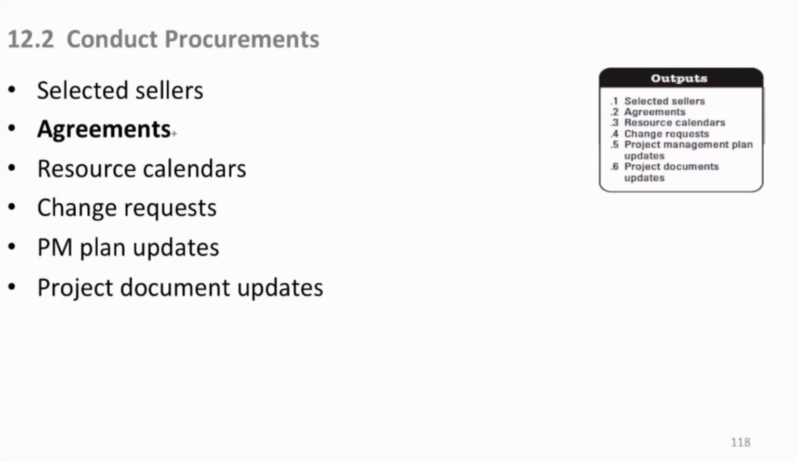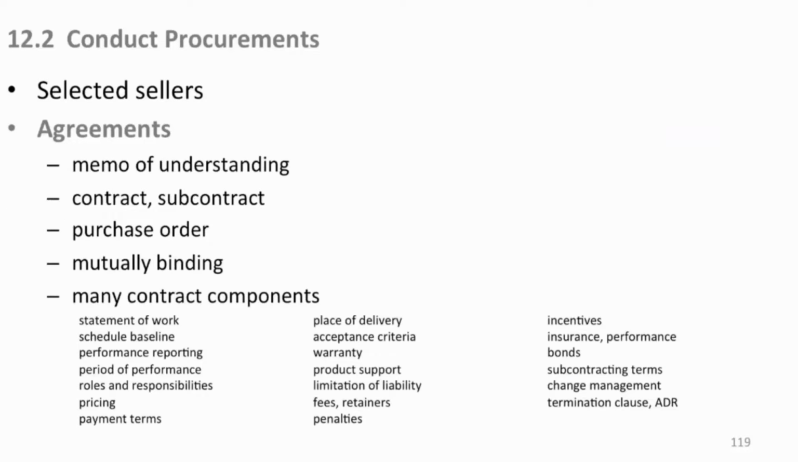So what do you do then? Well, you actually formalize it by issuing a contract or an agreement or a purchase order or whatever you want to call it. Memo of understanding, contract, subcontract, purchase order. They're mutually binding between both of you. You need to perform by giving them what they need, and they need to give you what you expect, and then you compensate them for it. And your compensation is the product that you need to fulfill some activity in your schedule. Mutually binding. A lot of contract components. If you've ever been involved in procurement, you'll know that this is even a short list.